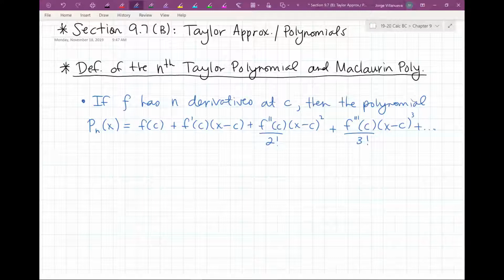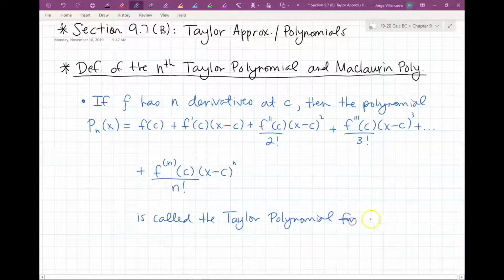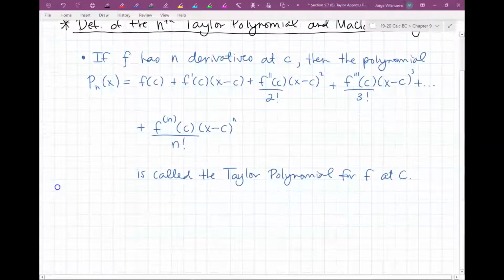And then I'll put it down here, plus f to the nth prime at c of x minus c to the nth over n factorial. It's called the Taylor polynomial for f at c. So let me give you a little bit of time to write that down.